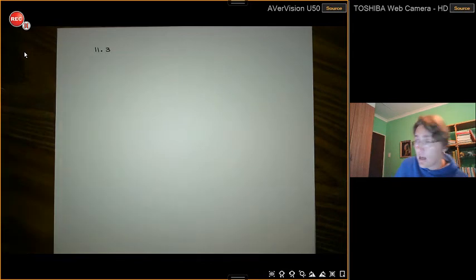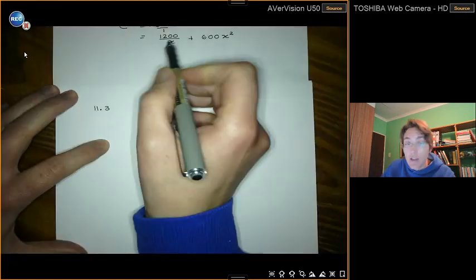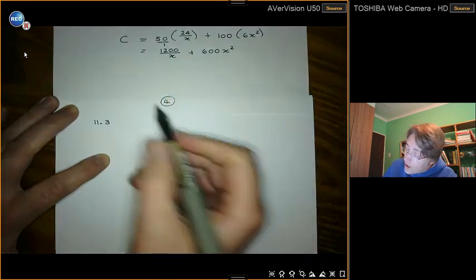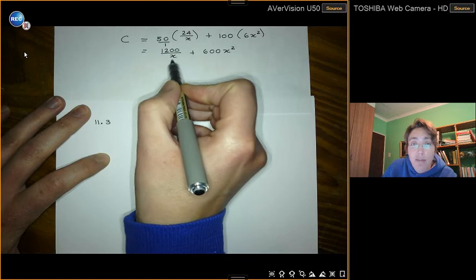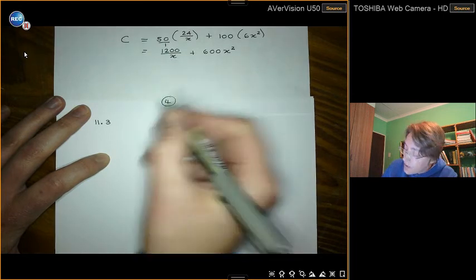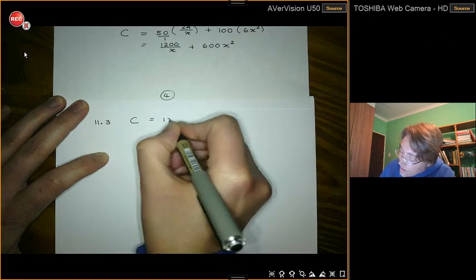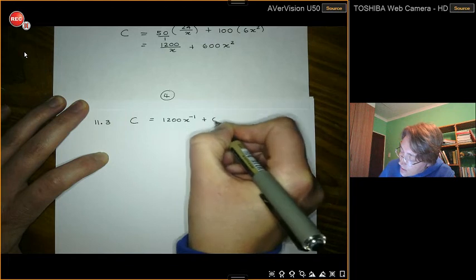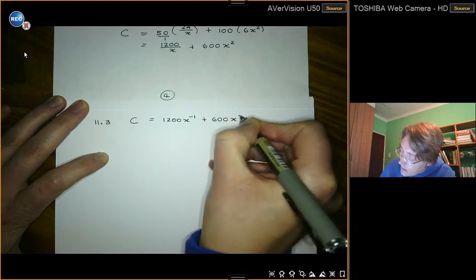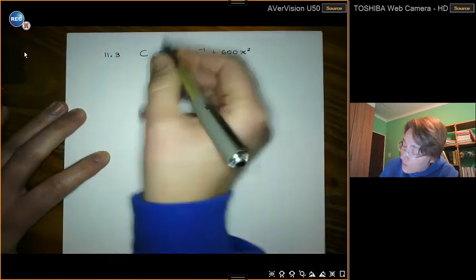So we say they want to minimize the cost, so we go back to this cost function we have over here. So that's the cost function that we've established, and first things first though, I can't find a derivative if I have an x in my denominator. So I first just have to quickly fix up the algebra and say the cost is then 1,200x to the power of minus 1 plus 600x squared. And now it's in the format where I can actually find the derivative.